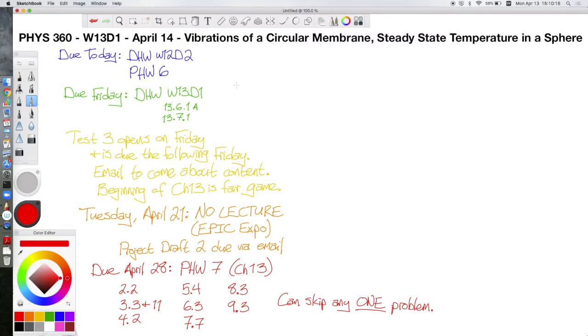And the last periodic homework is shown at the bottom of the screen in red, periodic homework 7 that covers Chapter 13. The problems are all listed there. There are 9 of them, and you can skip any one problem, or you can do all 9 and have the last one count for extra credit.